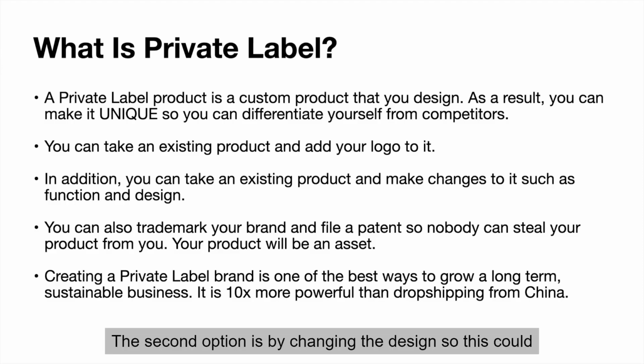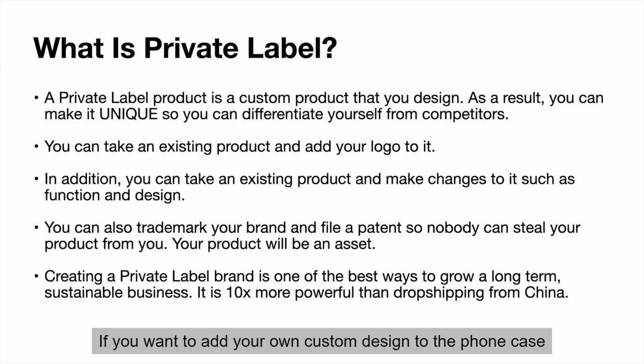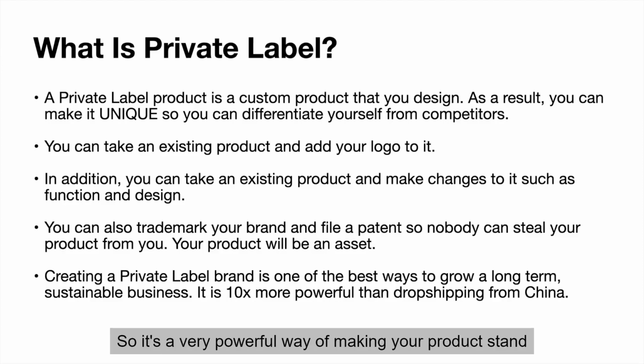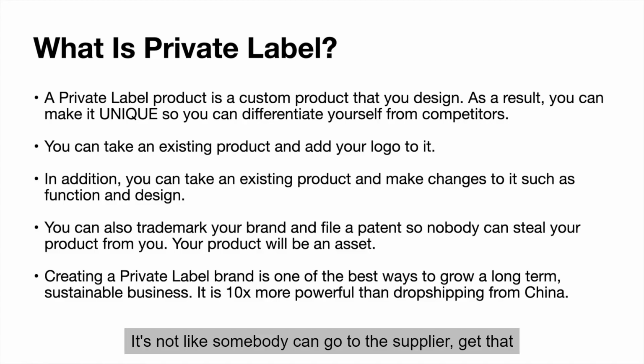The second option is by changing the design. So this could be customization, personalization. If you want to add your own custom design to the phone case, you could do that with private label. So it's a very powerful way of making your product stand out from the competitors, as other people can't copy it. In addition, you can also trademark your brand and file a patent if your product is unique enough so nobody can steal your product from you, right? It's not like AliExpress. It's not like somebody can go to the supplier, get that same product and put it on their website to run ads to it.